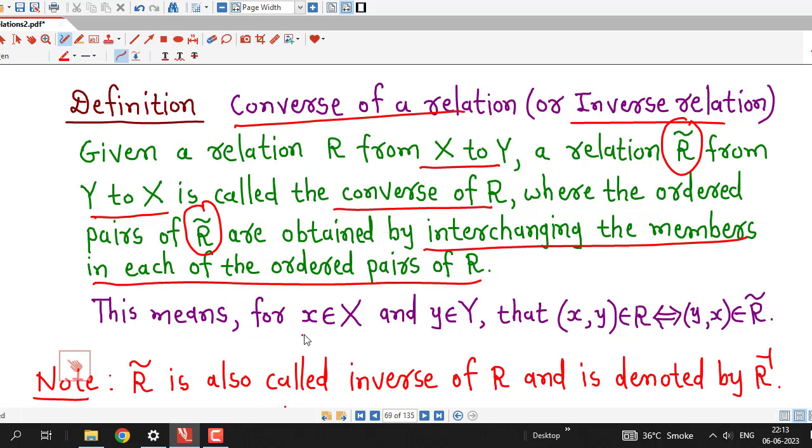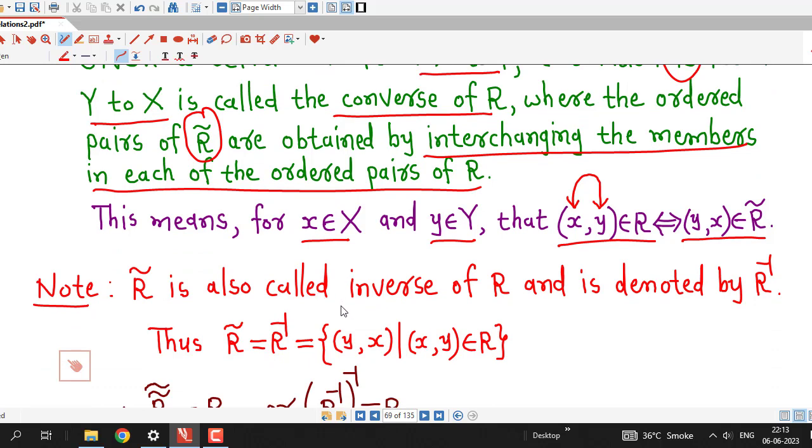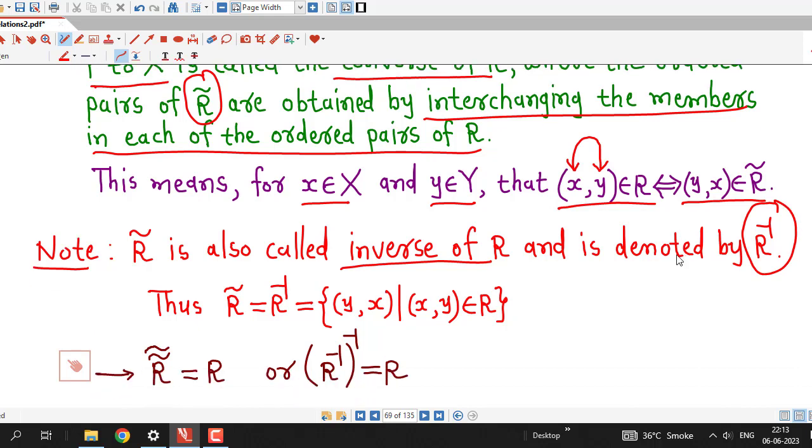This means if x is in capital X, y is in capital Y, and the ordered pair (x, y) is in capital R, then the ordered pair (y, x) is in the converse of R. So here we are interchanging the members in each of the ordered pairs which are present in the given relation R. R tilde is also called the inverse of R and is denoted by this notation also. So R tilde or R inverse equals the ordered pair (y, x) such that the ordered pair (x, y) belongs to R.